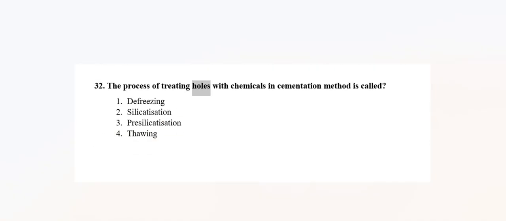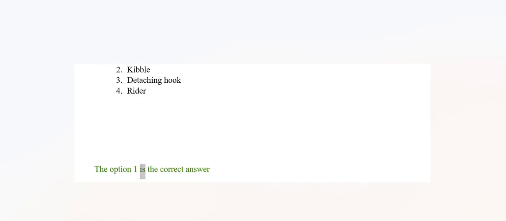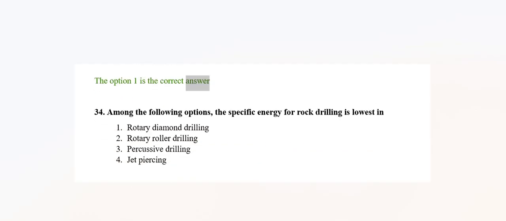32. The process of treating holes with chemicals in cementation method is called defreezing, silicatization, presilicatization, thawing. The option 2 is the correct answer. 33. The safety device is provided in sinking shaft in case of overwind. Spider, kibble, detaching hook, rider. The option 1 is the correct answer.